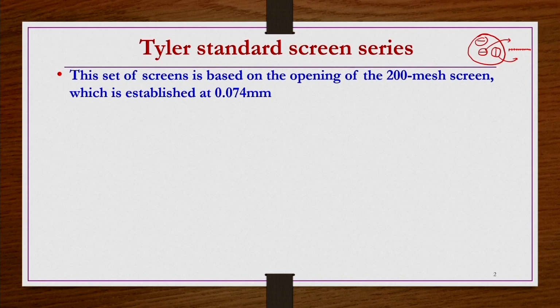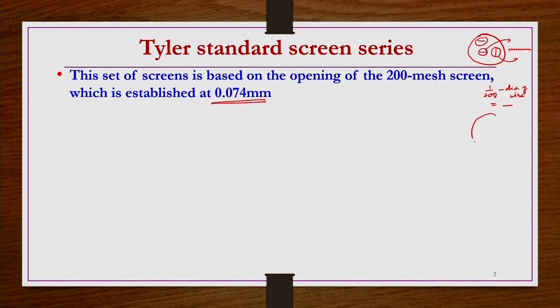So, the diameter of that particular opening screen aperture is 1 by 200 minus the diameter of the wire that has been used for this construction. Whatever that number is, it will come in inches. If you convert that number into mm, that is nothing but 0.074 mm. That has been taken as a standard one, and based on that other screens have been designed. How have the other screens been designed?